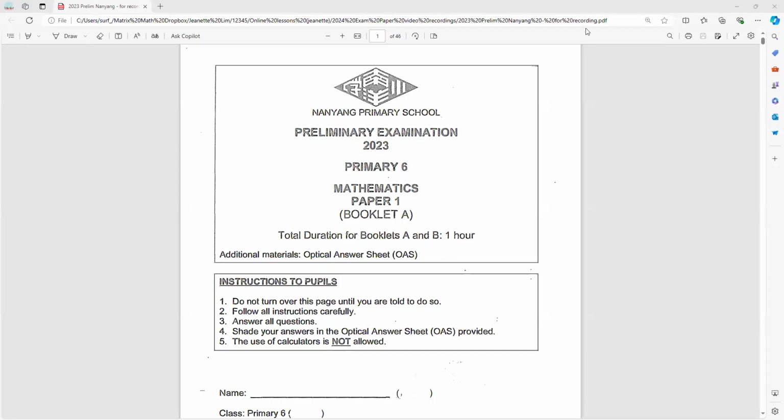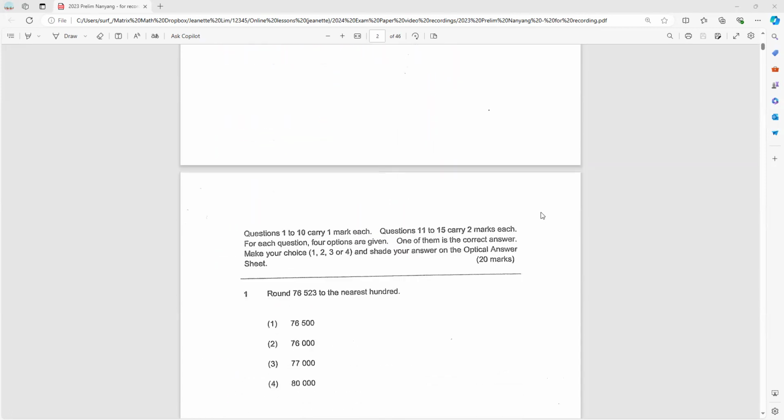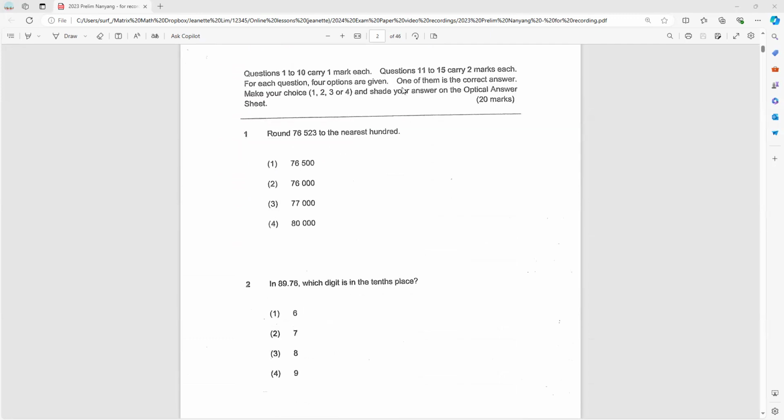Prelim paper 2023. This is for Nanyang Primary Paper 1. Okay, so no calculators are allowed for this paper.